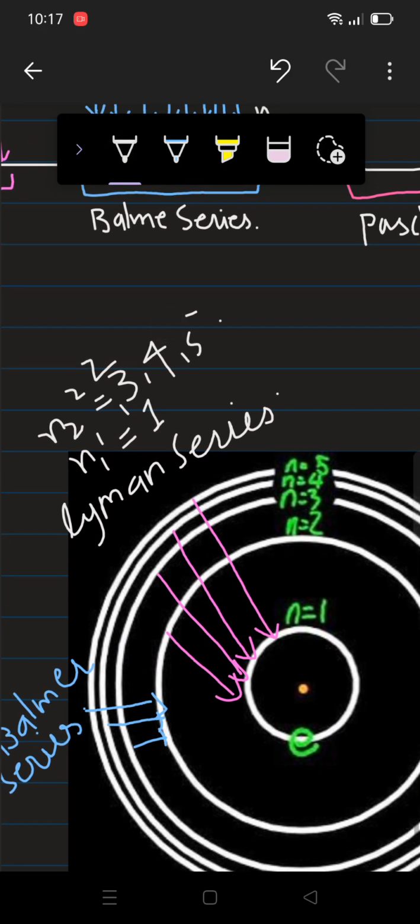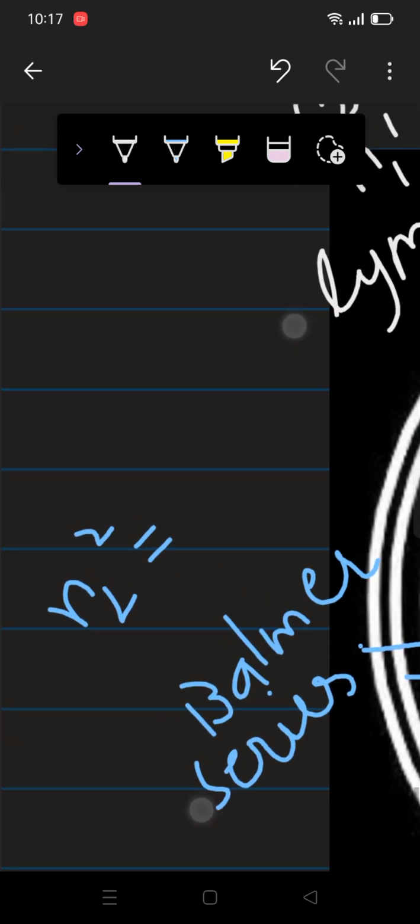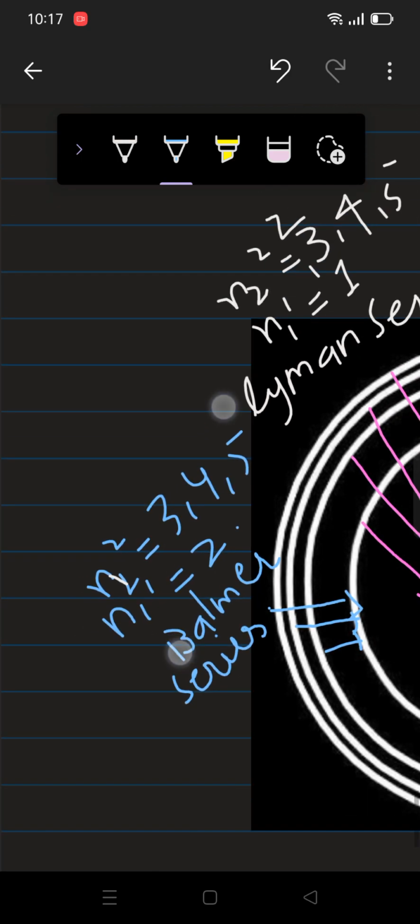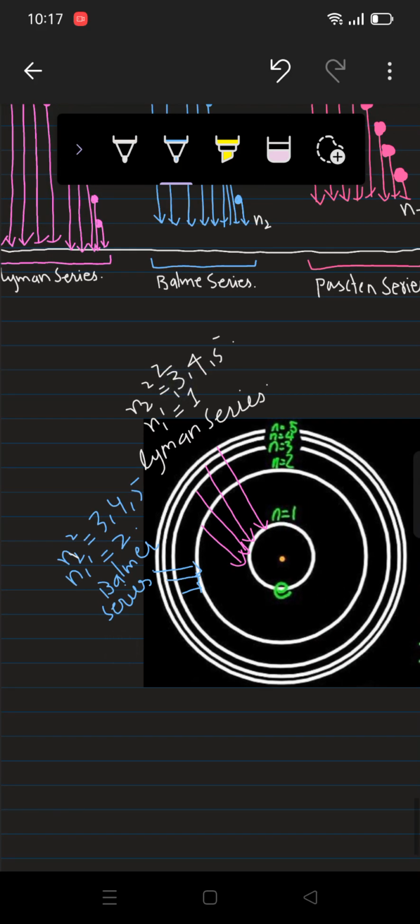Because the electron can fall on 2 as well, but the lower energy shell, or the shell the electrons fall on, coming from anywhere, that would be 1 only. So for the Balmer series, n2 can be 3, 4, 5, meaning the electron can come from the third orbit, fourth orbit, or fifth orbit, but it will always fall on the second orbit, meaning n1 would always be 2. And the Balmer series falls in the region of visible light.